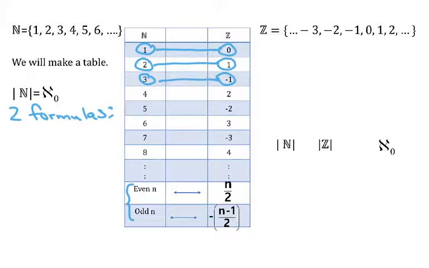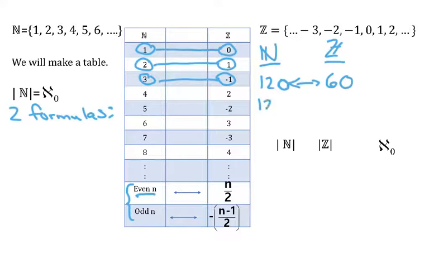Suppose, let's look at, just pick a number at random, 120. That's a natural number. What integer does it correspond to? Well, this is an even number. So my formula says divide it by 2. So 120, we can do that in our head. That corresponds to 60.